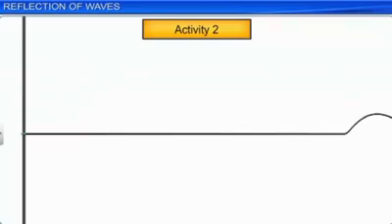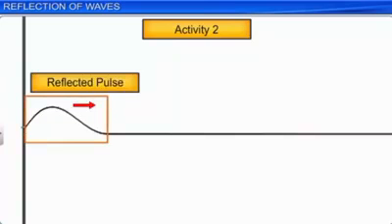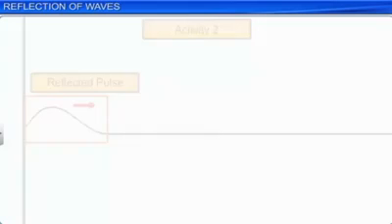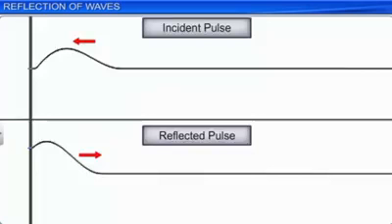In the second activity, when the pulse reaches the end of the string, it pulls the ring up. As the ring moves up, it pulls the string, producing a reflected pulse with the same sign and amplitude as the incident pulse.